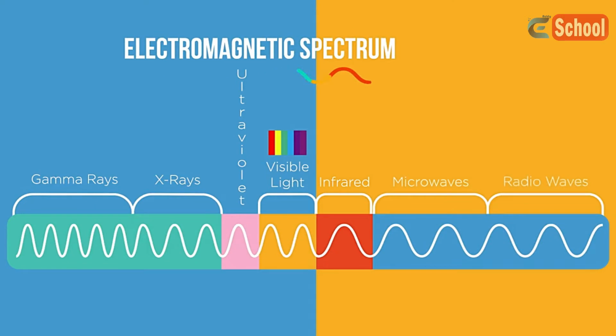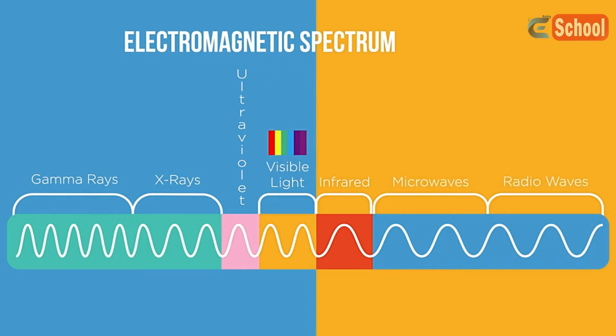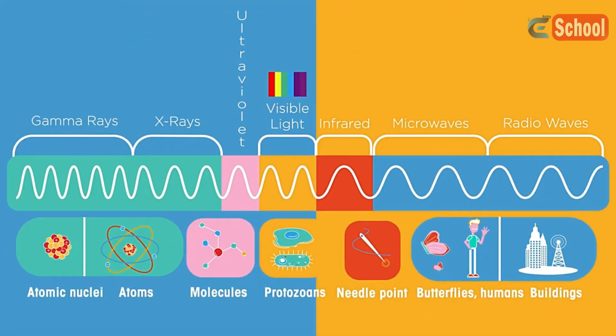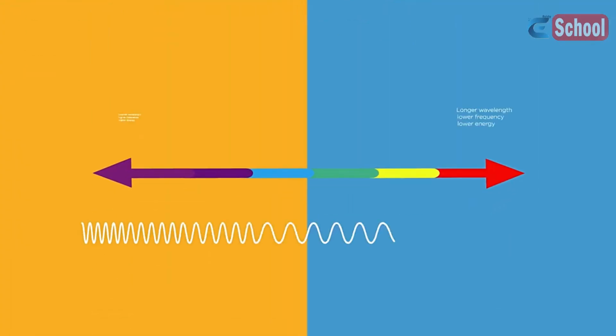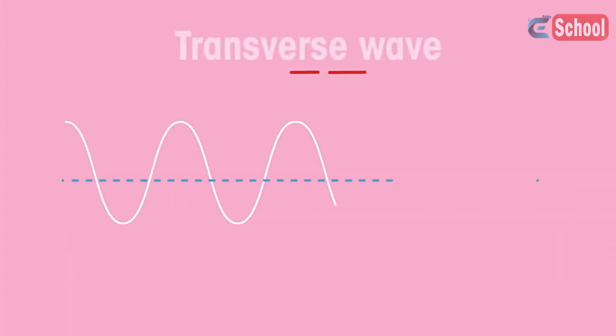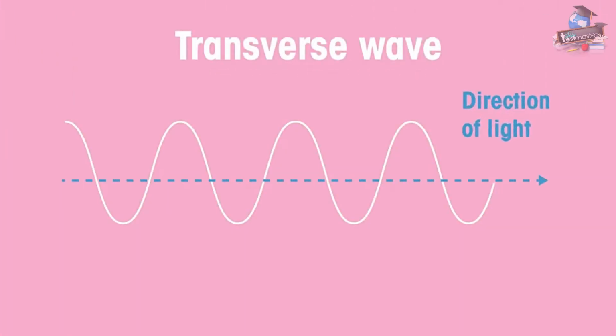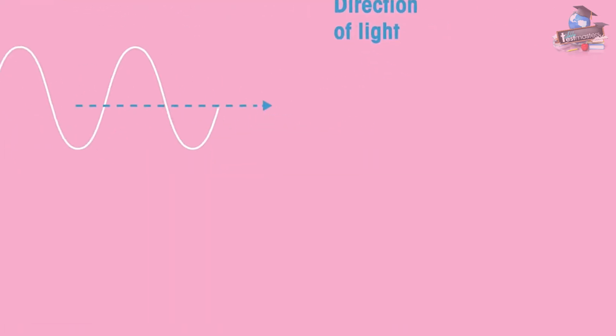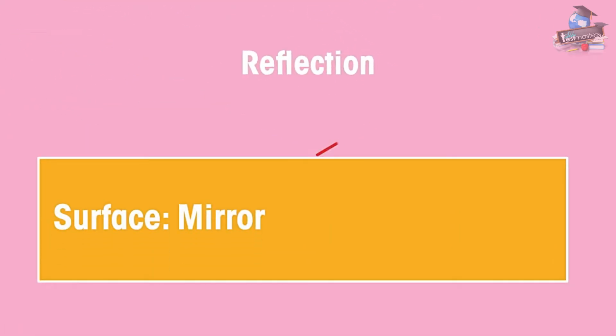Why can you see your reflection in some objects? In this video, we will look at ray diagrams for reflection, refraction, and color absorption. Visible light is part of the electromagnetic spectrum. Light is a transverse wave and travels in straight lines. When light hits an object, it can be reflected, refracted, or absorbed.